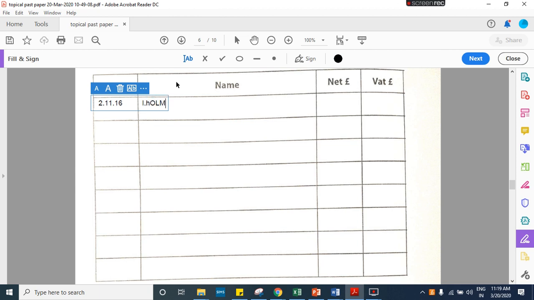To L. Holmer, worth 280. And then there's a 10% trade discount as per the question. Calculate the trade discount: 280, multiply by 10, divide by 100. Therefore, you're supposed to deduct 28. 280 take away 28, get the answer, 252. So take a few minutes to complete all the entries which will appear in the sales day book.